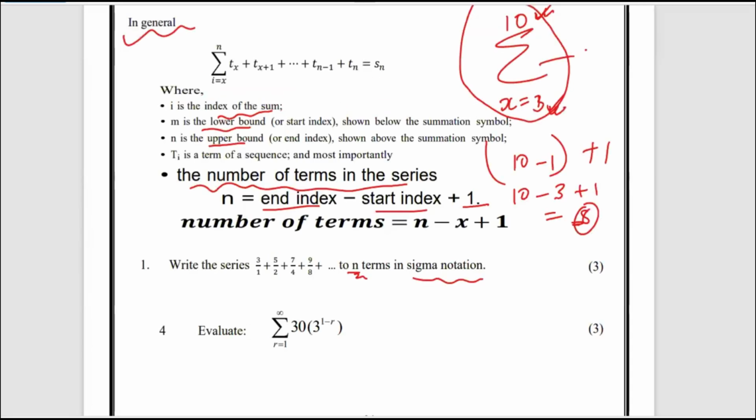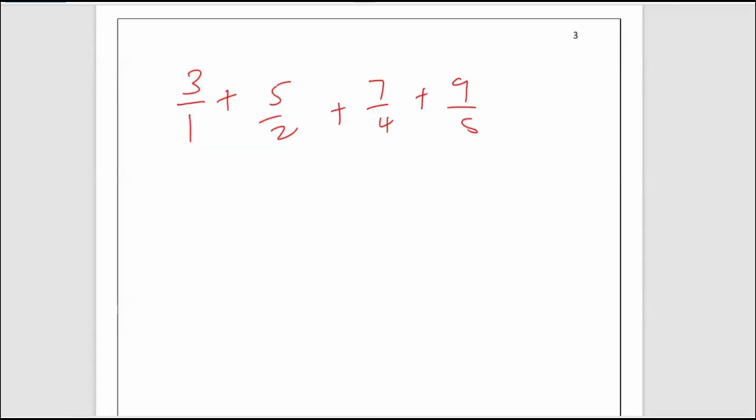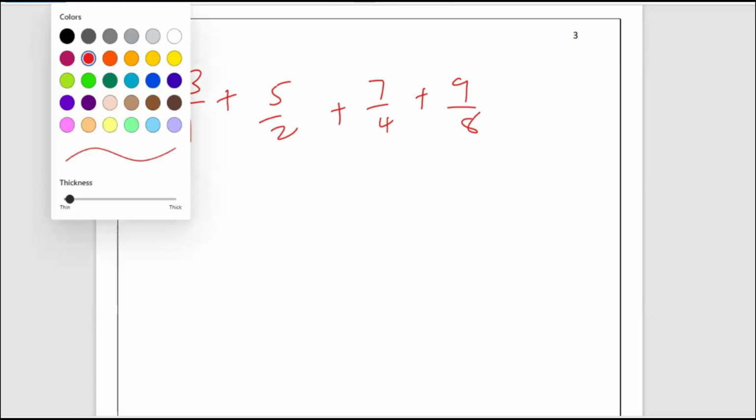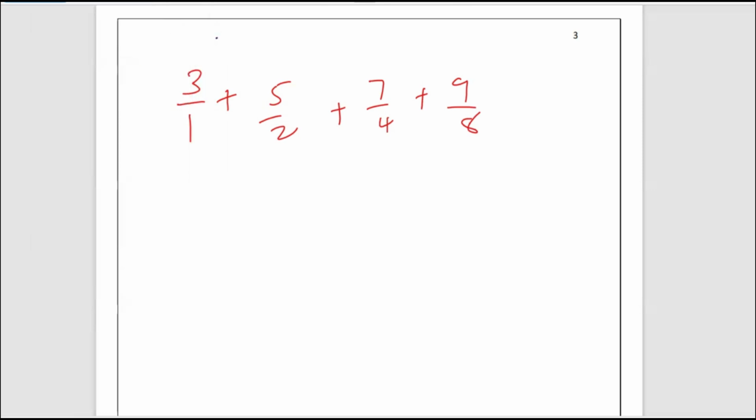Plus, let's see, 9 over 8. Okay, so what I can see is that these are fractions, but we know that fractions have numerators and denominators. So let me try to look at the numerators and see if they are creating some sort of a pattern. So we can see this is a plus 2, that's a plus 2, that's a plus 2. So which means the numerator is arithmetic.